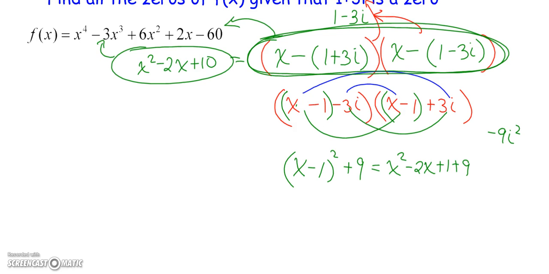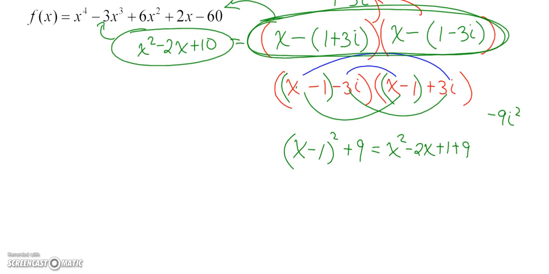If it's a factor, it should divide in evenly. Well, I can't use synthetic division here. Synthetic division only works for when it's x plus something or x minus something. Here I'm going to have to go back to our standard long division that we talked about at the beginning a couple sections back. So because x squared minus 2x plus 10 is a factor, it should divide evenly into f of x. Let's try it out and see if we are correct.